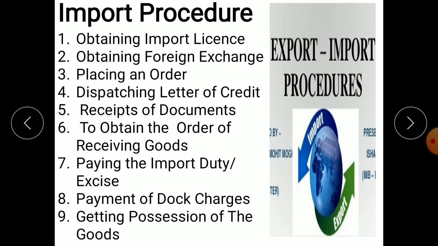Then placing an order. After the completion of the procedure of import license and foreign exchange, the importer collects information of different manufacturers and exporters for the details of the goods, price and other conditions. The importer gives the order to the exporter or manufacturer whose terms and conditions seem suitable to him. Importer places the order for the import of the goods is called indent. The details regarding the goods, price, packing, insurance, the name of the transport company, etc. are mentioned clearly in indent.